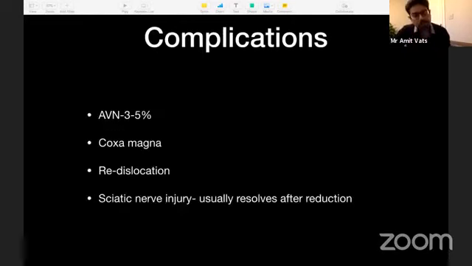Then complications: there's an AVN risk of 3 to 5%. Children who have had dislocation of the hip may show coxa magna as they grow and in adulthood, but it is not associated with any grave consequences by itself. There's also a risk of redislocation, especially if there are associated rim fractures, and also a risk of sciatic nerve injury, but more often than not, the sciatic nerve injury will resolve after the reduction.